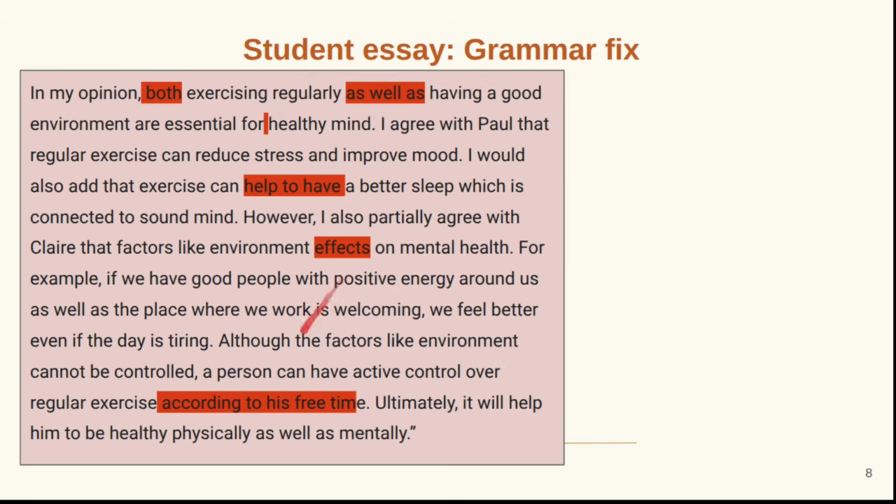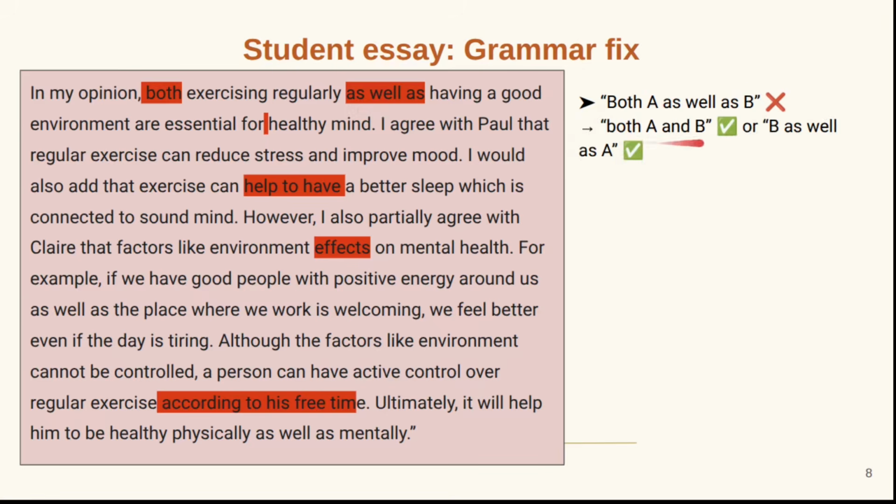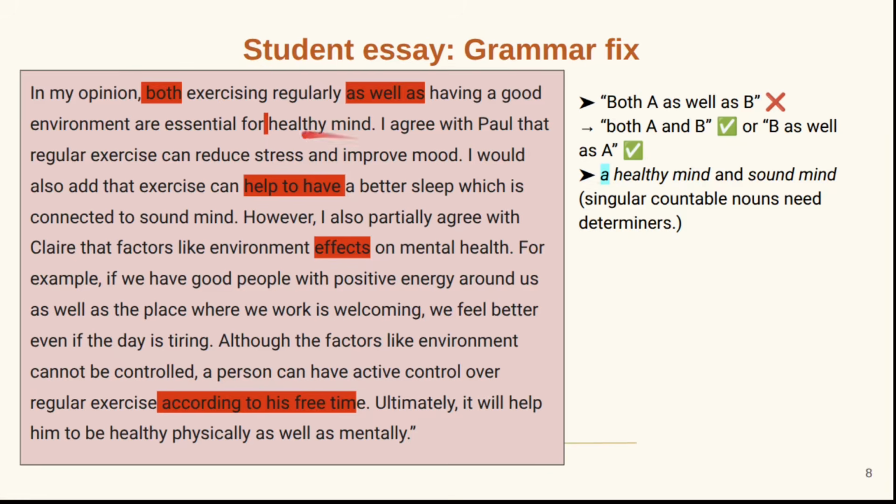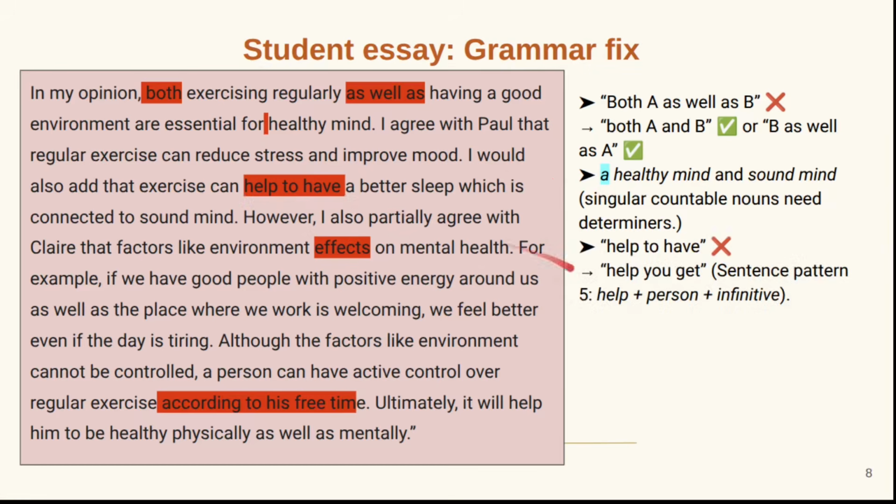The original essay contains several grammar mistakes, so let's fix them first. First, the phrase "both A as well as B" is not grammatical. It should be either "both A and B" or "B as well as A." Next, we have a singular countable noun without a determiner, so we add "a" before "healthy mind" and "sound mind" to make the usage correct. We also adjust the sentence pattern with an object and an object complement. Instead of "help to have," we say "help you get," which follows the correct structure: help plus person plus verb.